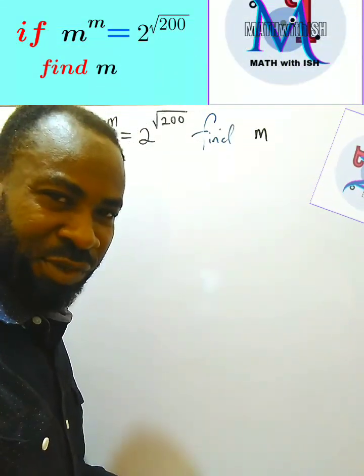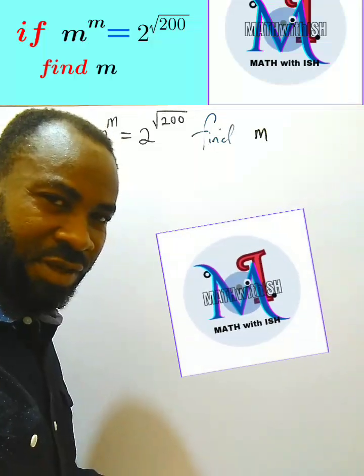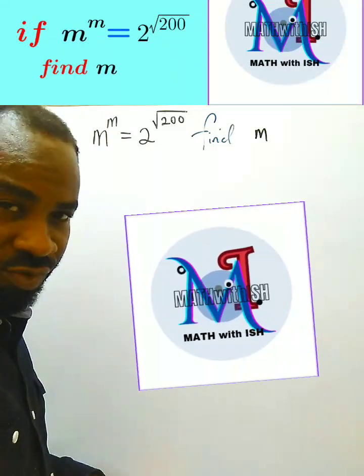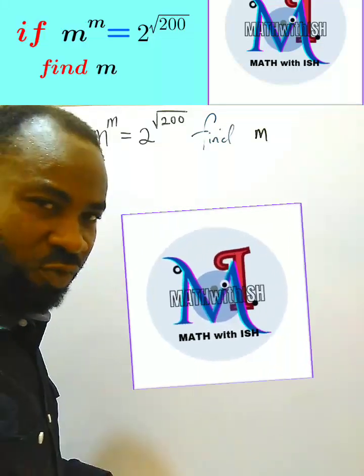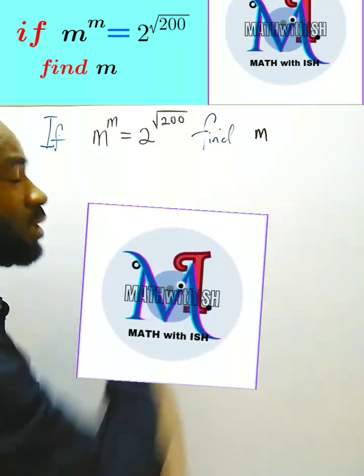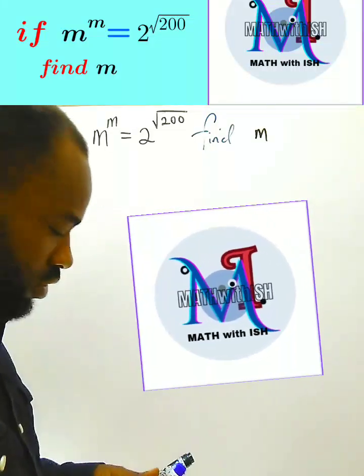Now let's solve this problem on indices, okay? We are told that if m raised to m is equal to 2 raised to the square root of 200, we should find m.